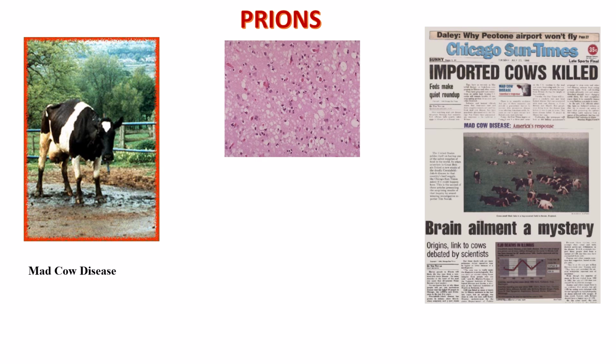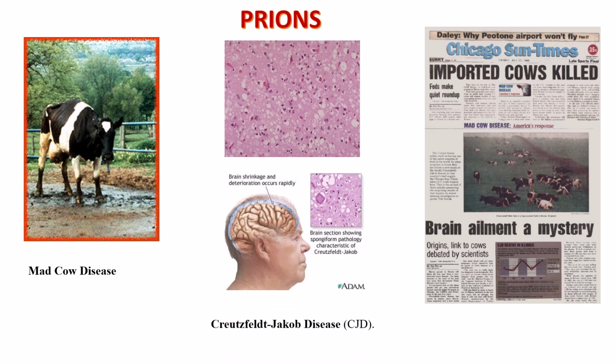Dozens of people in England are thought to have acquired a human form of BSE by eating the meat of the infected cattle. The human illness is called a new variant Creutzfeldt-Jakob disease, the new variant CJD.